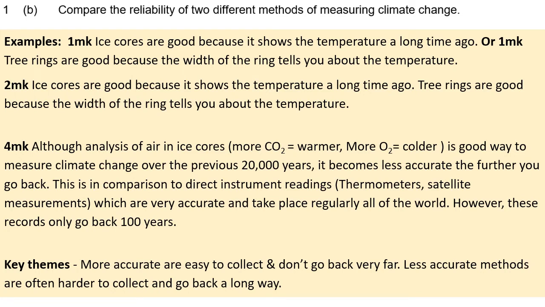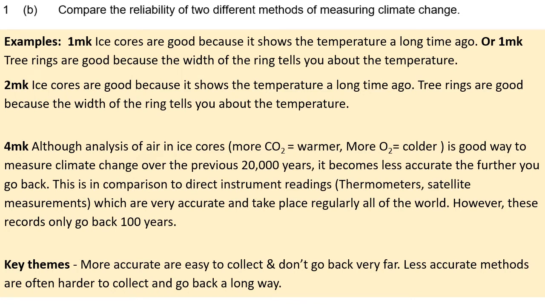And the top marks, 4 marks, would be something like, we're going to use ice cores and we're going to also use instrument readings for this 4 marks. You could use whichever one you want. So although analysis of ice cores, so we're going to talk about more CO2 shows that it's warmer and less CO2 shows it's colder, that's a good way to measure climate change over the previous 20,000 years. It was less accurate the further you go back though.